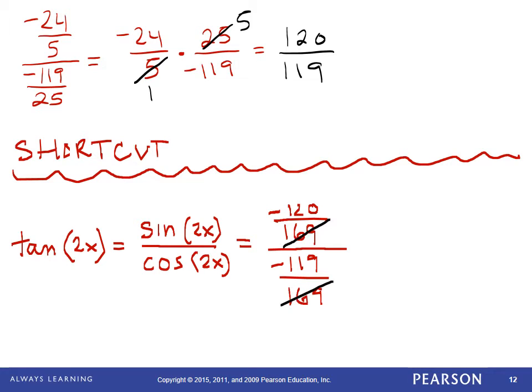At that point, the denominators would cancel. Also, it's a negative over a negative, so we can make those into positives. And notice we're going to get the same exact thing out of this here. So, perfect.